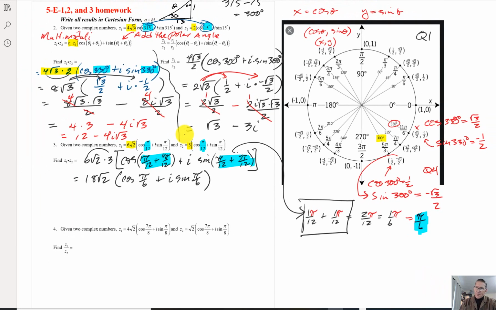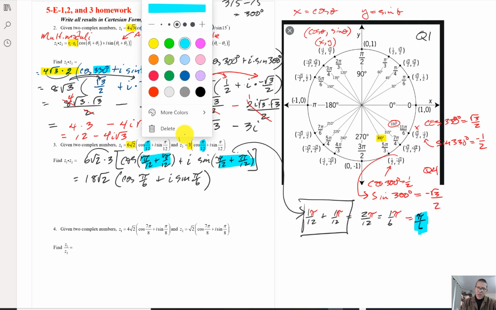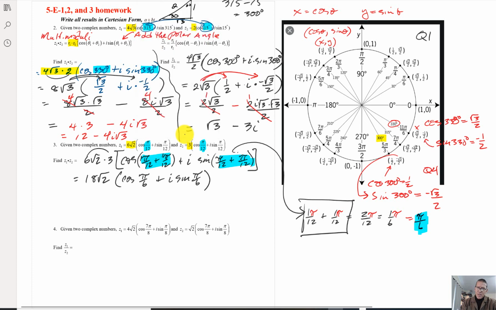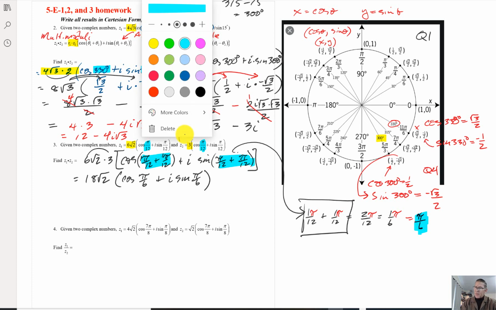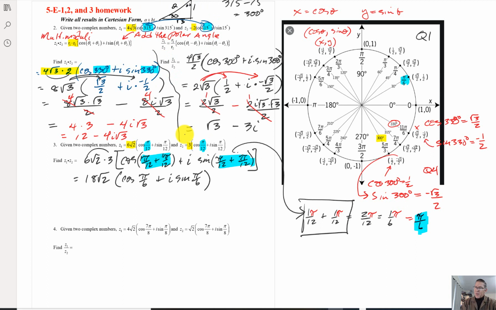So pi 6. No need to change to degrees. I mean, you can, but you don't need to. Pi 6 is here. It's 30 degrees. 180 divided by 6 is 30. But I know that the cosine of pi 6 is equal to root 3 over 2. Looking at the unit circle, I know that the sine of pi 6 is equal to 1/2.